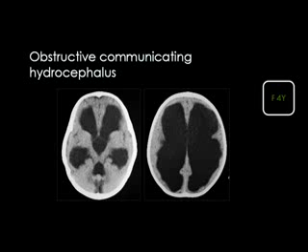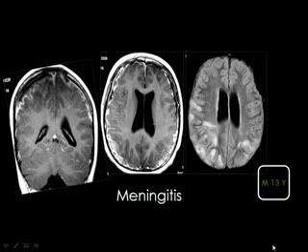A change in configuration. This is the normal configuration of the fourth ventricle. If it is maintained but dilated, then you think about communicating hydrocephalus. But if you see the fourth ventricle is ballooned, then you think about atresia of the outlet foramen.